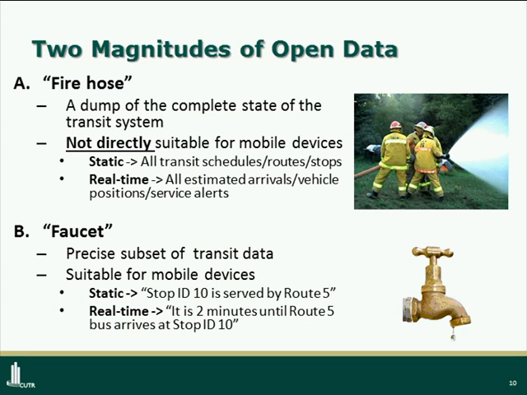And then within the fire hose, we have, again, the static information, which is fixed schedules, routes, and stops, and then the real-time information, which can change very quickly, and that includes estimated arrivals, vehicle positions, or service alerts.